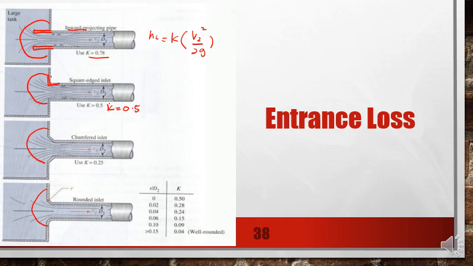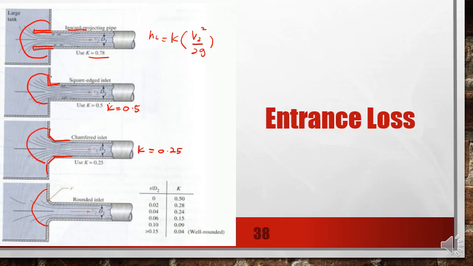This one is another category which is called a chamfered inlet. It has a kind of slanting surface like this, and it goes like that. The same goes for the other side, slanting a bit before it goes into the inlet pipe. If it's referred to as a chamfered inlet, we use K equals 0.25.